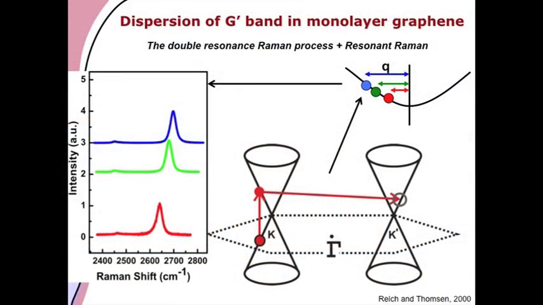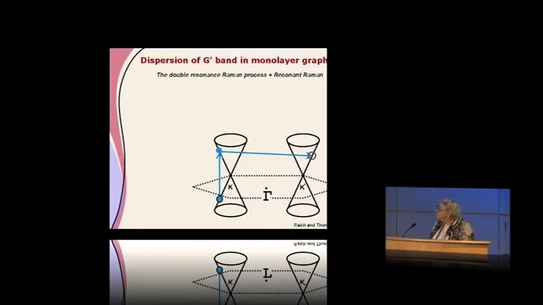So you have two holes and one electron, and they call that a trion, and that has a different spectrum. But I didn't hear anything about that here. I think that's an interesting new development in this field. So anyway, let's go back to this story.